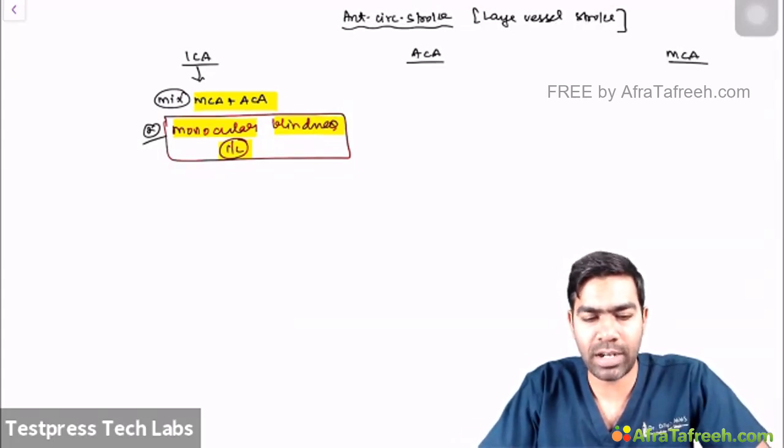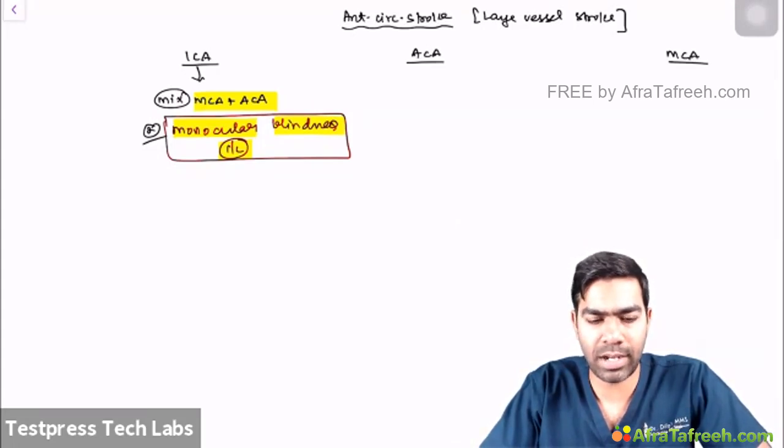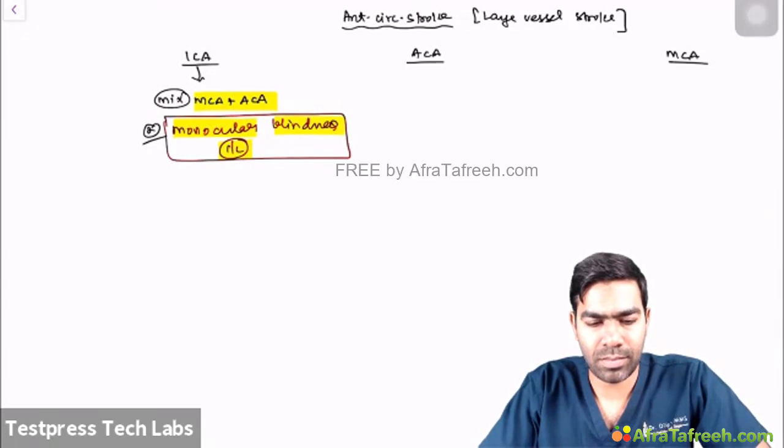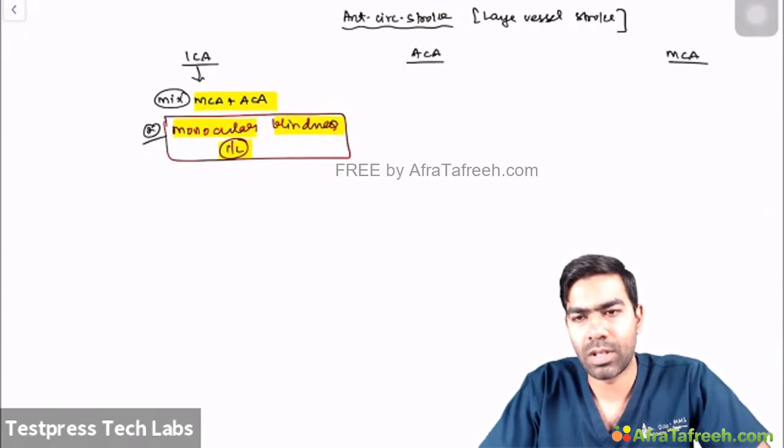So why do they produce ipsilateral blindness? Why do they produce ipsilateral blindness in the first place? Yes, that is due to involvement of the ophthalmic artery.